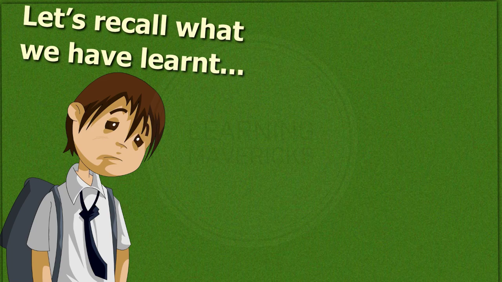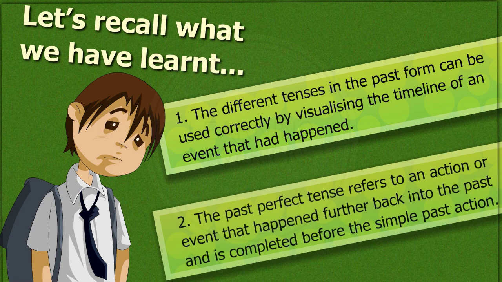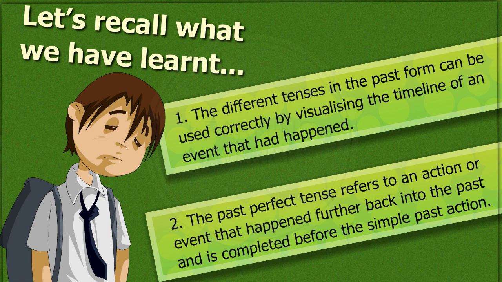Let's recall what we have learned. The different tenses in the past form can be used correctly by visualizing the timeline of an event that had happened. The past perfect tense refers to an action or event that happened further back in the past and is completed before the simple past action.